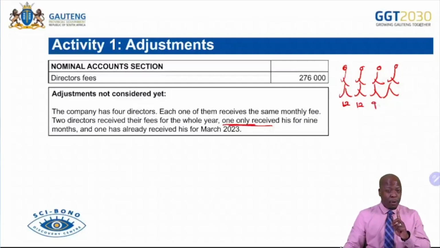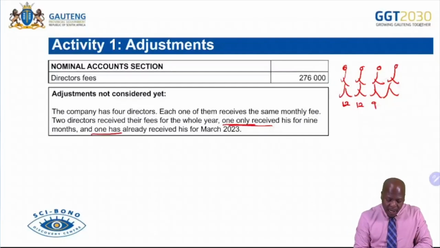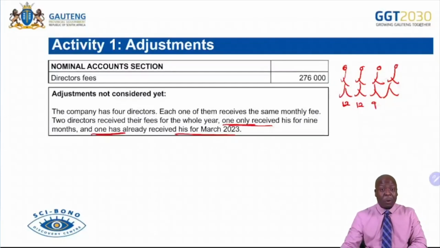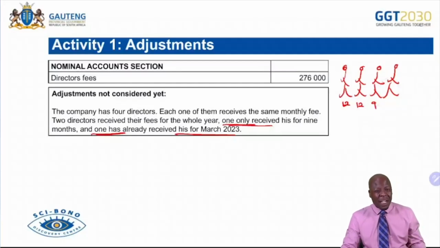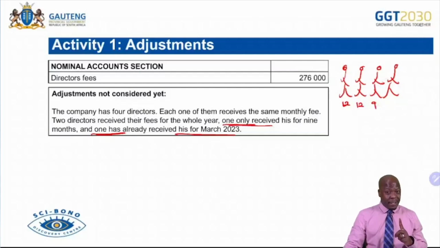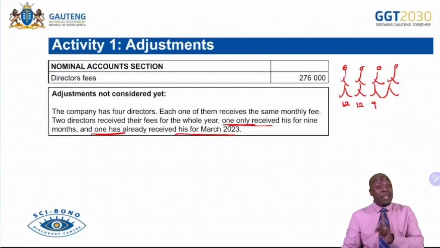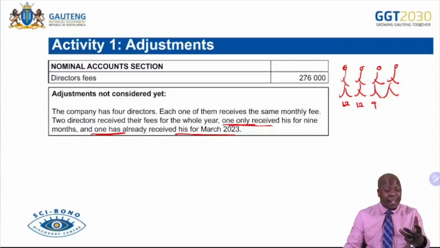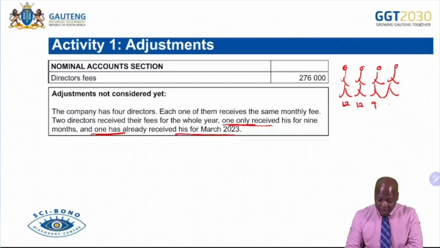So already we know we owe him outstanding director's fees, because we paid him for 9 months. Let's hear. And one has already received for March. Oh, so the fourth director has already received for March. When is March, by the way? The financial year, remember what I said? It begins in March, it must end in February. The moment we begin to talk about the next March, it's a prepaid expense already. We paid in advance. So this guy is not 12, it's not 9, it is actually 13. Are you still following me?